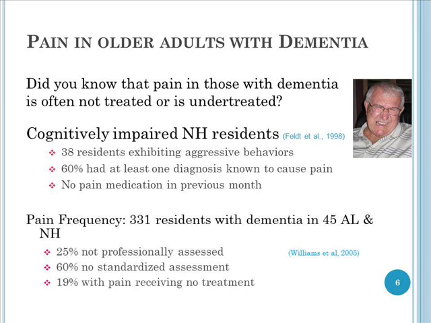This isn't acceptable. In another study of 331 residents in both assisted living and nursing homes with dementia, a quarter of them did not have professional assessment, and 60% had no standardized assessment. And 20% of those that had pain were not getting treated. Again, it's a common finding that pain is not being identified and assessed, but if it is, patients are still not getting the treatment that they deserve. So we believe that addressing pain in older adults in the nursing home, particularly those with dementia, is a key problem and one that you can help with.